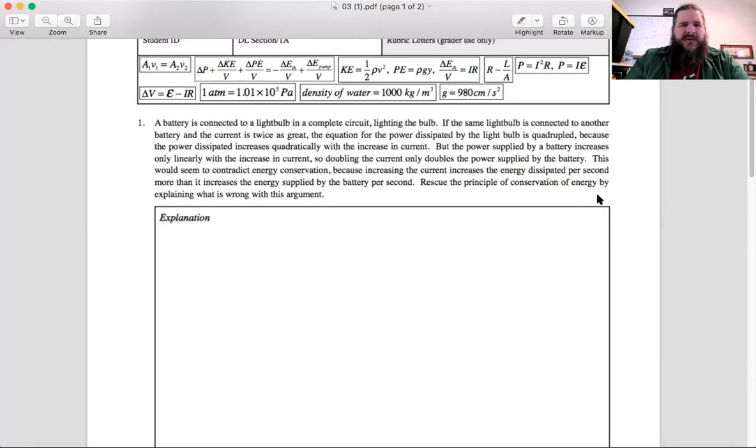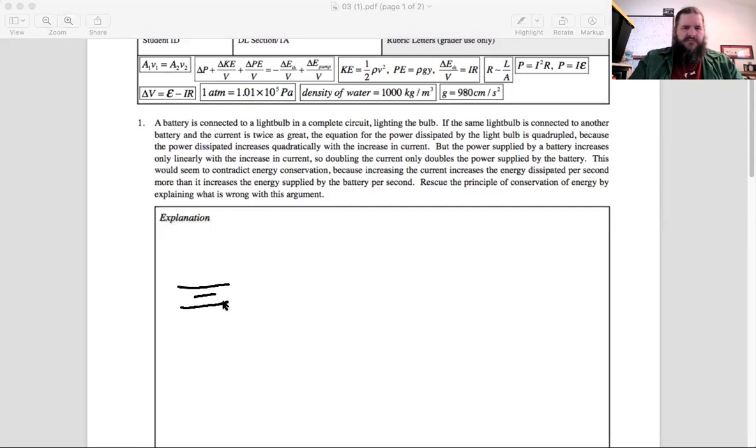Looks like in this practice problem, we've got a battery and a light bulb. So let me sketch that out actually. Battery and a light bulb, that'll just look like a battery and a light bulb, which we can treat as a resistor.